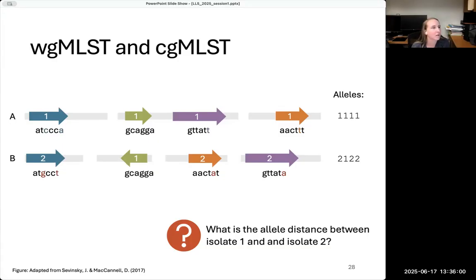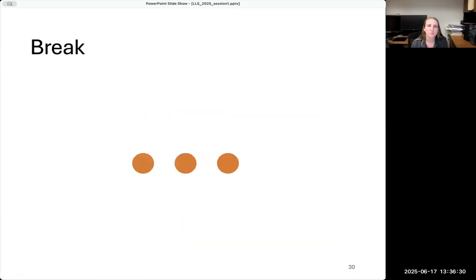Okay, it looks like everyone that put it in the chat got it correct, I think. So great job. Yeah, so this one's going to be 3 allele differences, because we have a difference here. That one's the same. We have a difference here and a difference here. So 3 differences. Again, all of this is usually done with a computer program. No one's sitting around counting these allele differences, but just for understanding, it's good to understand how we get to these results, I think.